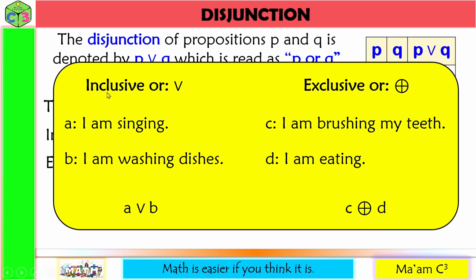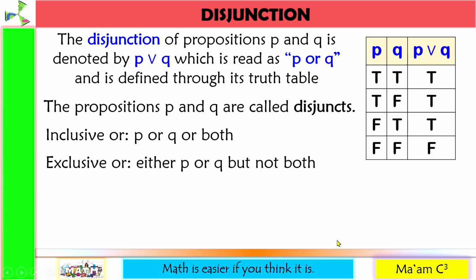So again, if it is inclusive OR, you can do either of the two or you can do both. If it is exclusive OR, you can do either one but not both. Now, what do we use in logic? In logic, we use the inclusive OR. P or Q or both. Look at here. If this is true and this is false, P or Q is still true. If this is false and this is true, P or Q is still true. If both are true, it is still true. So P or Q or both.